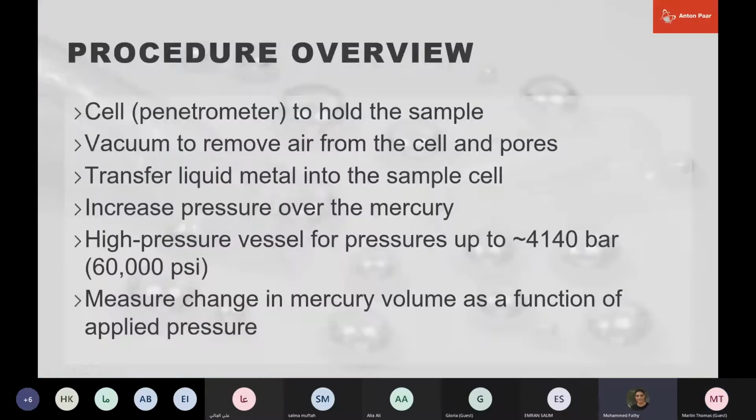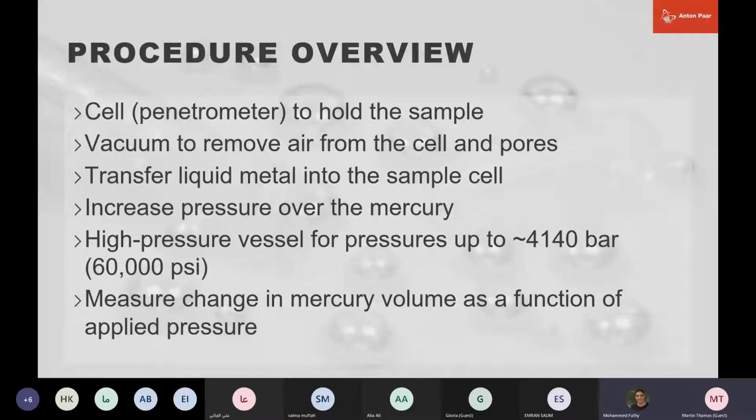So just briefly, to describe the whole procedure of making a mercury porosimetry measurement, we need a special sample cell to hold the sample. Those sample cells are called penetrometers because they allow us to measure the volume of mercury which penetrates the pore structure.